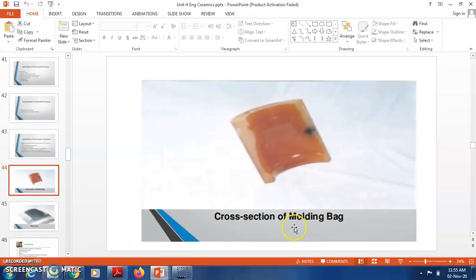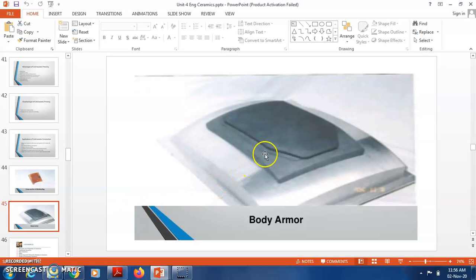Then the cross section of molding bags. Here you can see the picture showing the cross section of the molding bags. Then body armor was also developed with the help of the above process.